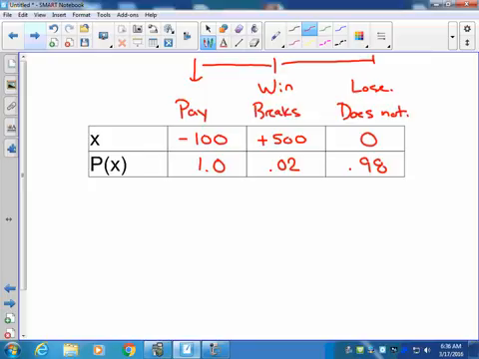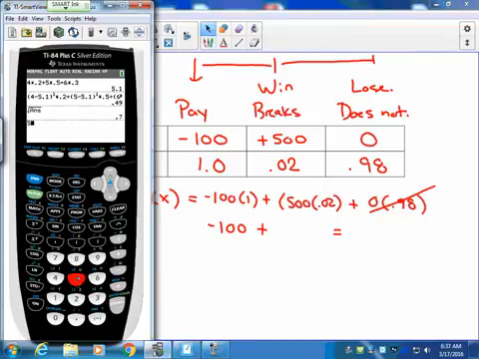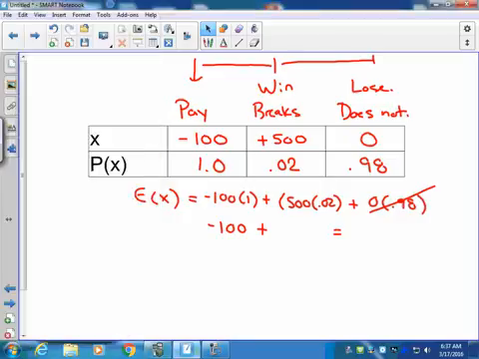So now when we look at the expected value of this situation, the mathematics are very nice and clean. So we have 100 times 1 plus 500 times 0.02 plus 0 times 0.98. Well, that one's naturally 0. This one's automatically 100. So all we really need to do is finish up the 500 times 0.02, and we get 100.